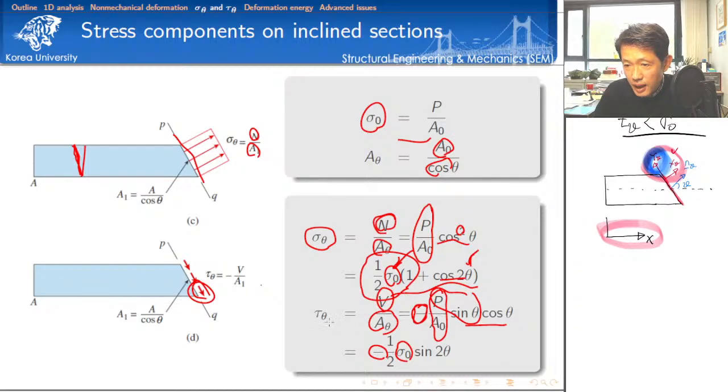And then how about tau theta? The tau theta, if you put in 45 degrees, then we have a half, 1 over square root 2, and also 1 over square root 2. Then we must have a half of sigma naught.